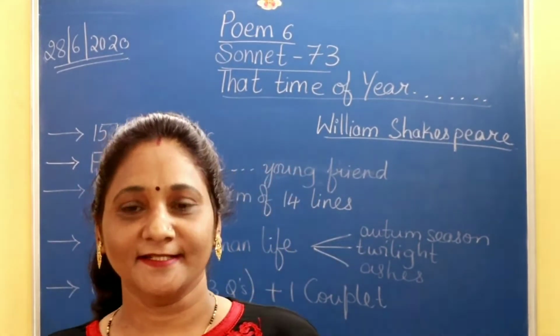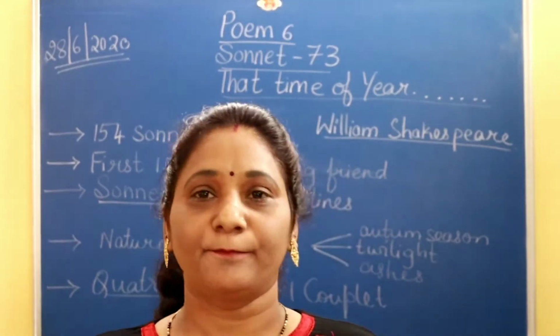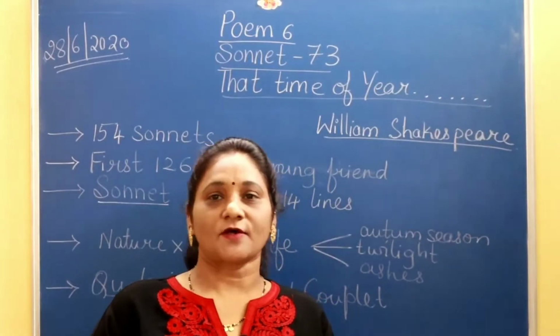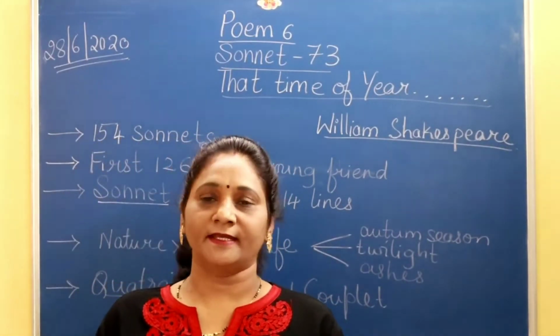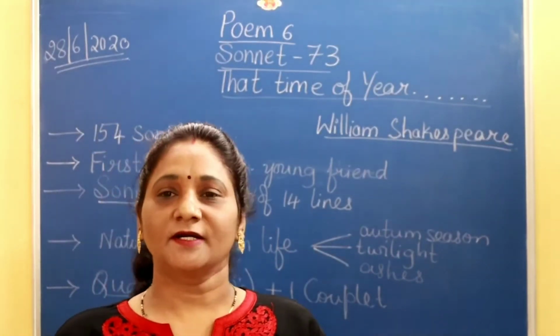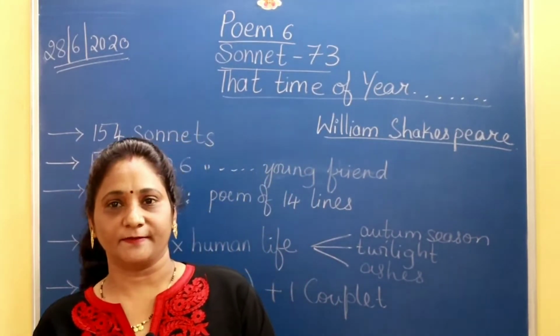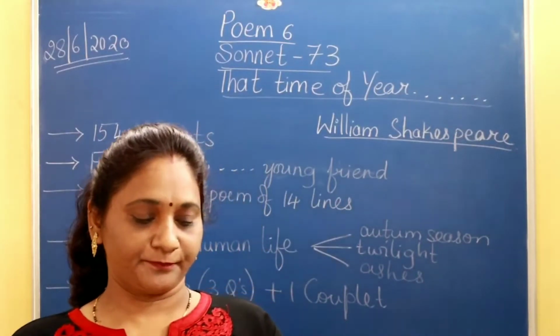Welcome to my channel. My today's video is on poem 6 of standard 10th, Sonnet 73, which is called by the other name, That Time of Year. It is either called Sonnet 73 or That Time of Year, written by William Shakespeare.